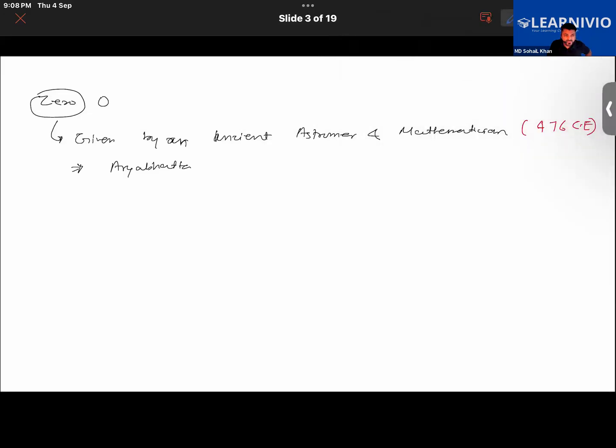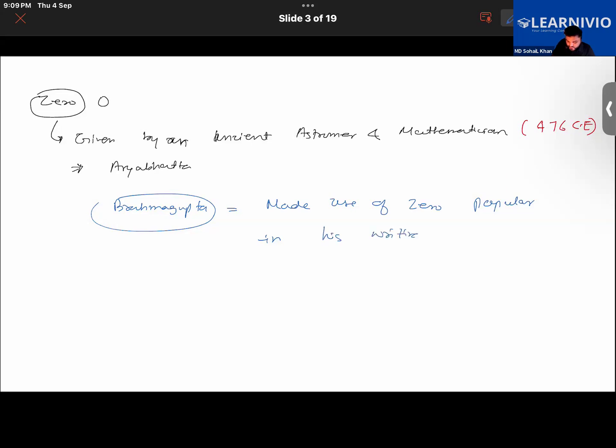Further, there were some other persons also. Then came Brahmagupta. Although zero was given or invented by Aryabhat, Brahmagupta popularized the use of zero in his writings, particularly in his books. He made zero popular in his writings. Getting it now?